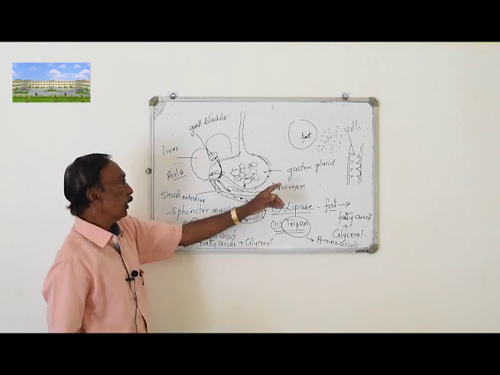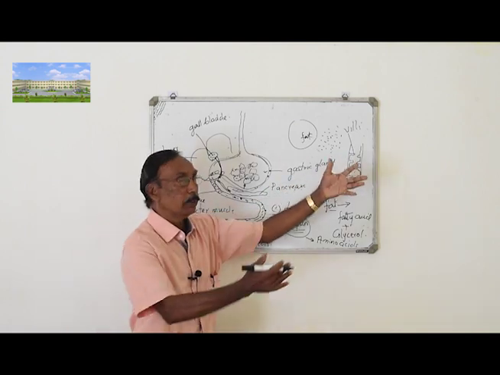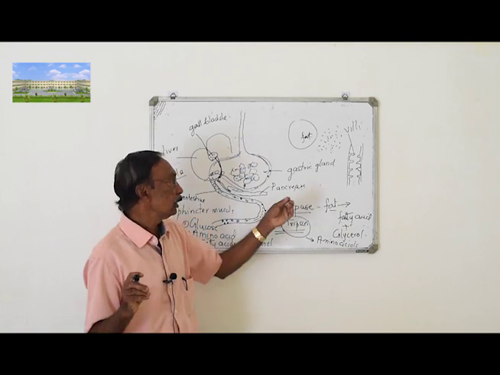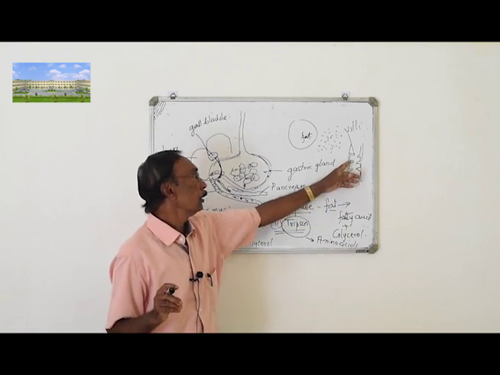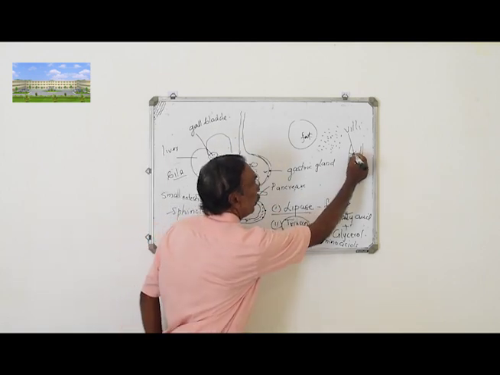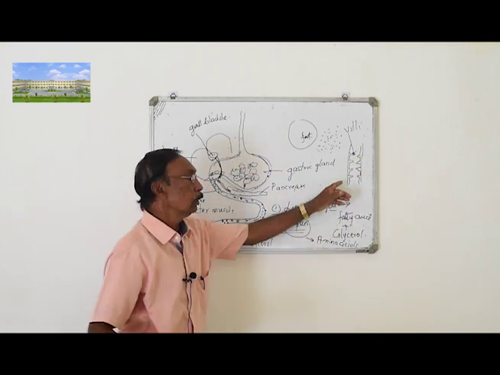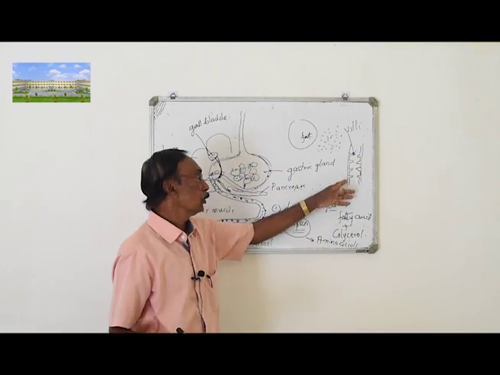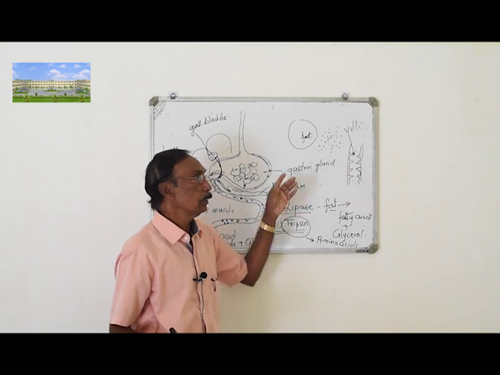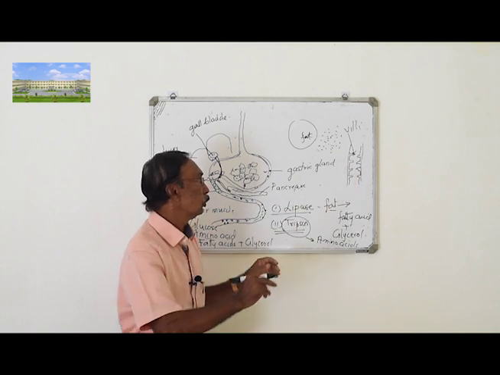Now, the function of villi: the food will start being absorbed. Now it is in a digested, simple form, and slowly it gets into the villi, and then later it will be transported to the liver and other parts of the body. The function of villi is to absorb the digested food.